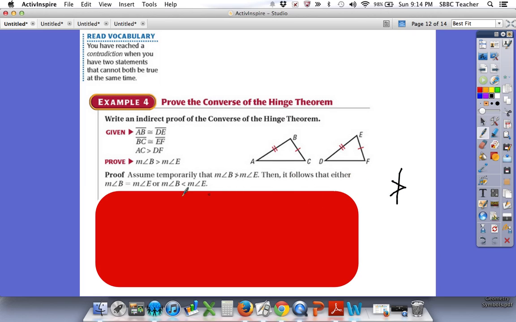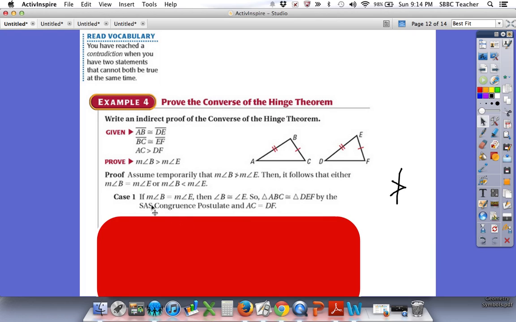Then it follows that, so if the measure of angle B is not greater than the measure of angle E, then only two options are left. Either the measure of angle B is equal to the measure of angle E, or the measure of angle B is less than the measure of angle E. Let's see what happens in those two cases.